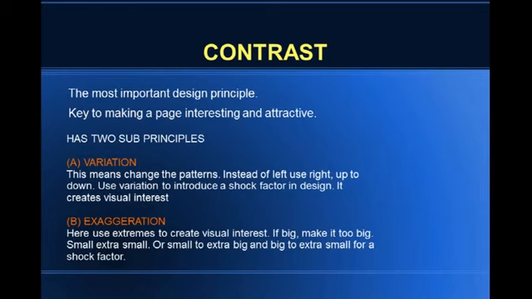Now, contrast is the second principle of design, and it is key to making a page interesting and attractive. It has two sub-principles, variation and exaggeration. With variation, you simply change the pattern of design. For instance, instead of left, you go right. Instead of up, you go down. With exaggeration, you go to the extremes of design to create visual interest. For instance, if something is big, you make it too big. If something is small, you make it extra small.